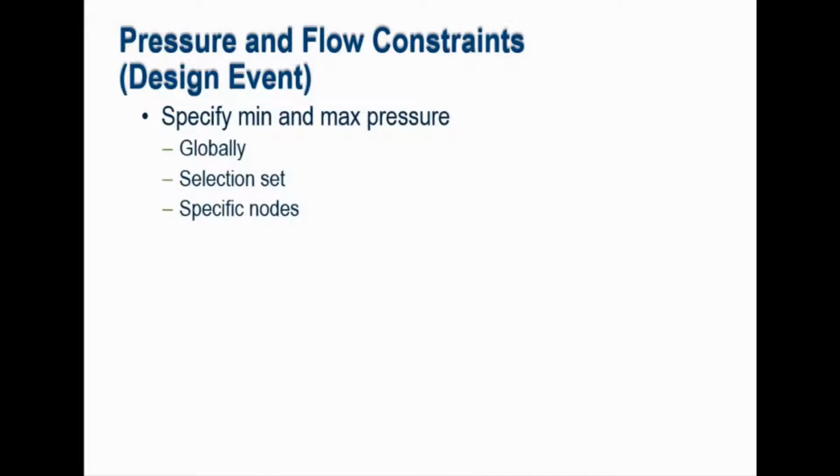Okay, so designs are tested against constraints to see if they are acceptable. You're going to set the constraints. This can be set up globally, the constraints on pressure and flow, or it can be set up by selection set or specific nodes. You can set pressure constraints to be like 20 psi globally, but then sometimes some of your nodes you may want to exclude. Like a node on the suction side of a pump may have a constraint of, say, 0 psi.